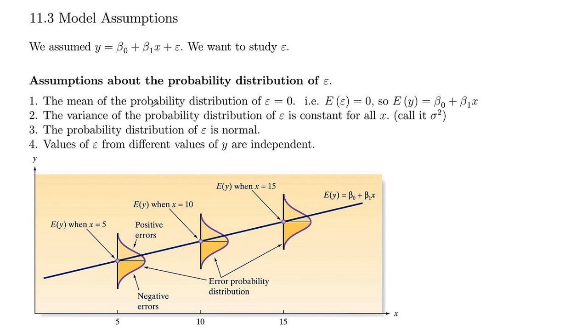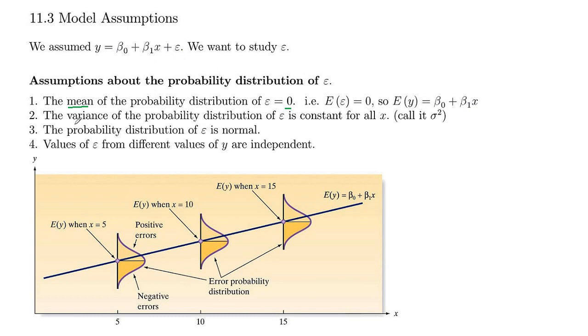First of all, the mean of that probability distribution is equal to 0. In other words, the expected value of epsilon, the expected error, is 0. That means if you take the expected value of y, the expected value of epsilon is 0, so the expected value of y is just beta 0 plus beta 1x.